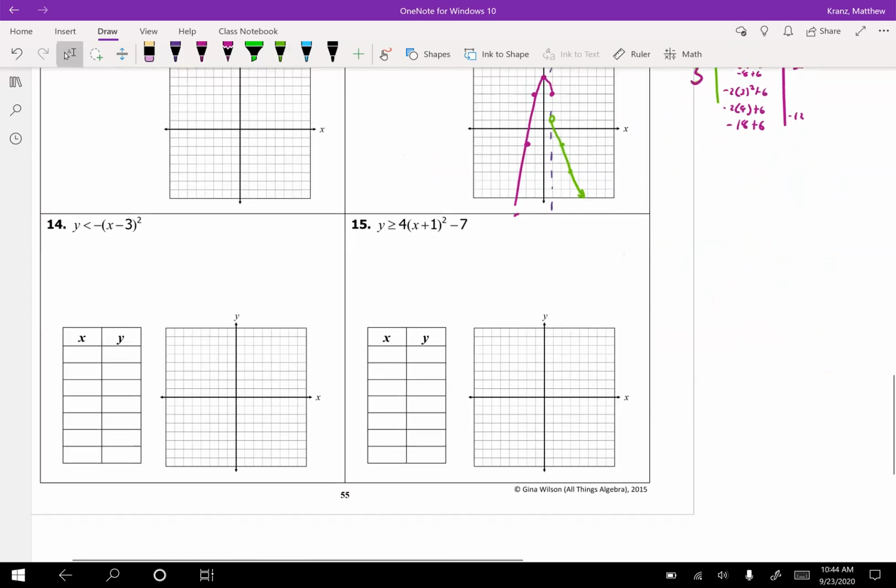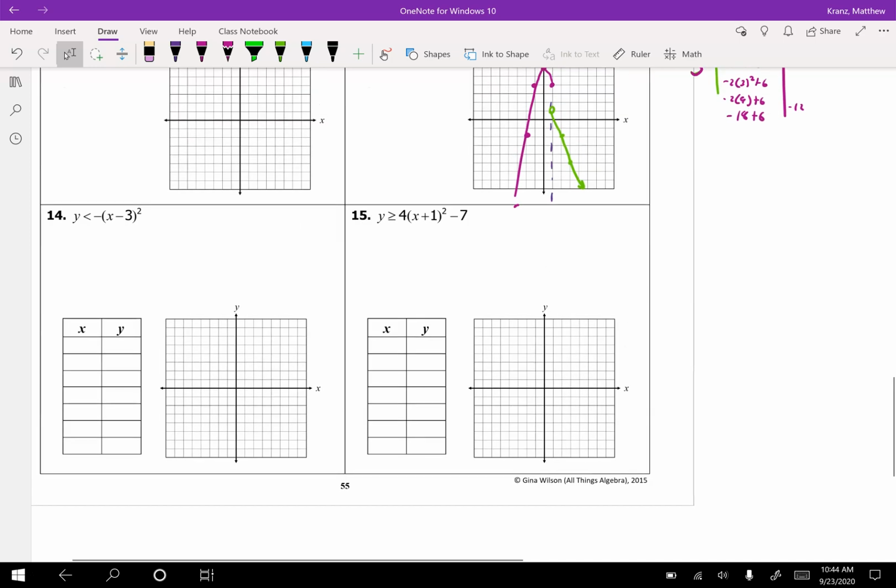All right, let's go ahead and look at 15 now. So on 15, this is in vertex form. So we can see that our vertex is going to be (-1, 7). So we can go graph that (-1, 7) right there. All right. Now, we go ahead and we graph the rest.